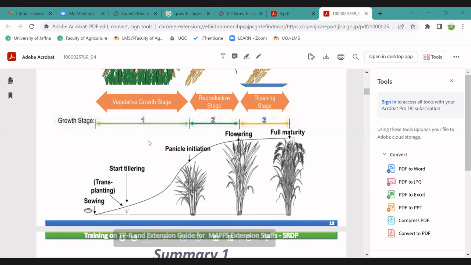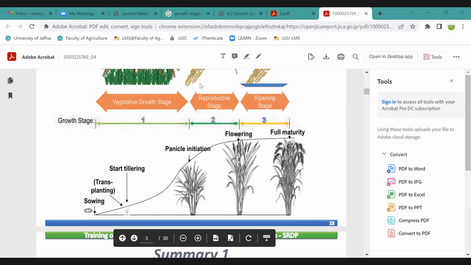Regarding these stages, we should know, generally in the case of Sri Lanka, most of our rice is cultivated especially in the low country dry zone. The dry zone is the area where we mostly cultivate rice. So in the context of rice in the dry zone, you should know how many days it will take for these stages.